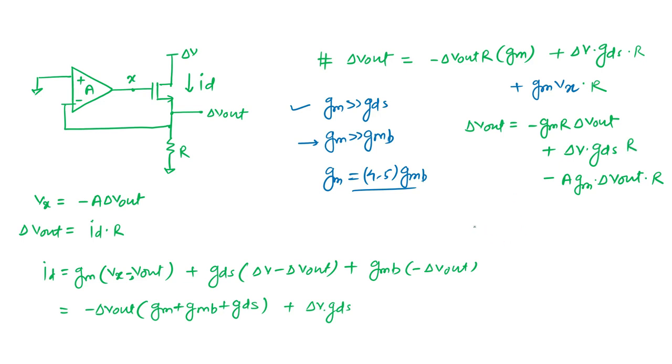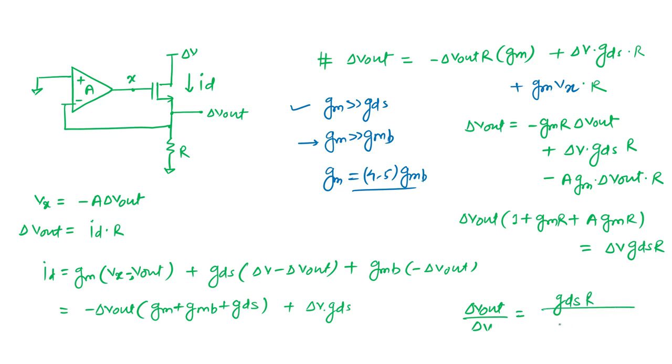Yeah. So what can it be? Del V out, let's take del V out common: 1 plus GMR plus AGMR equal to del B GDSR. Okay. So what is del V out by del B? It is nothing but GDSR divided by 1 plus GMR plus AGMR.